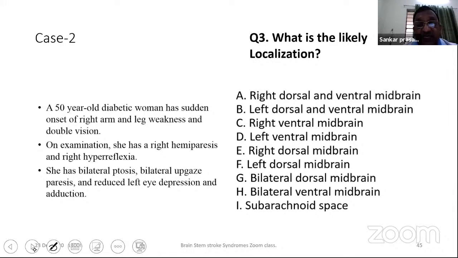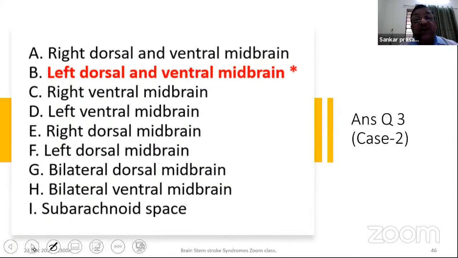And what is the likely localization? So now you see midbrain, whether it is right dorsal and ventral, left dorsal and ventral, only right ventral, only left ventral, right dorsal only, left dorsal only, bilateral dorsal midbrain, bilateral ventral midbrain. So depending on the symptoms which we encounter and signs we see, we should be able to diagnose. And the question is, the mental picture of midbrain should be there. It is left dorsal and ventral midbrain. Ventral because they got hemiparesis, dorsal because the ocular abnormalities are also conveyed on that side.